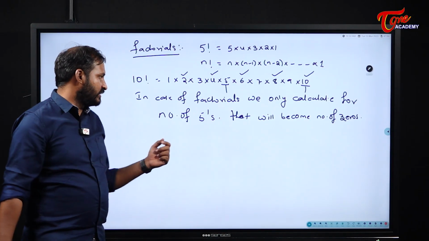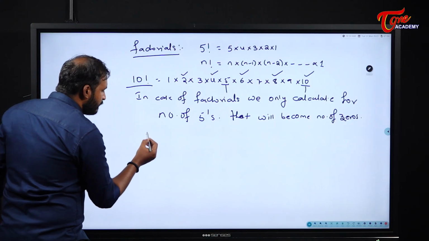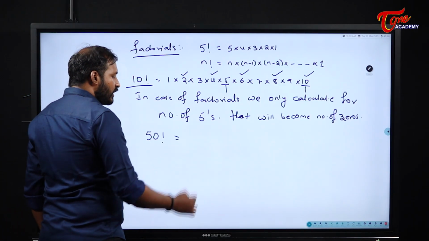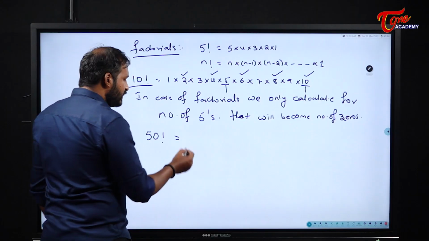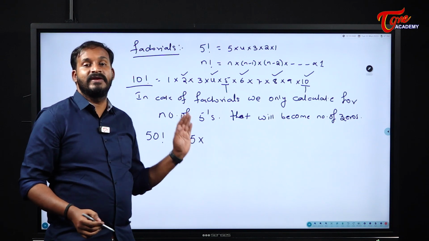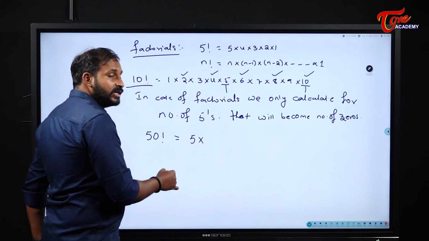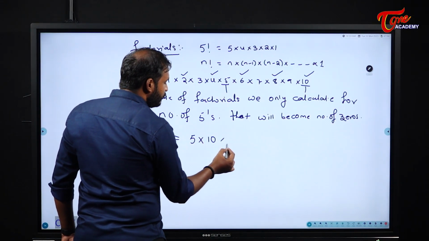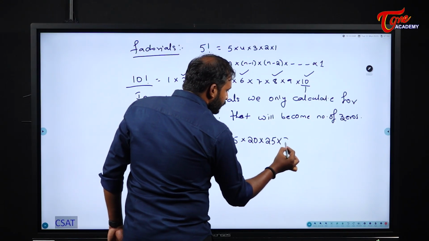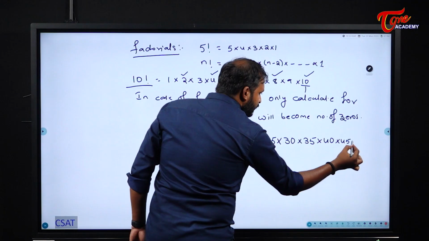Understood? Now, please observe here, students. In the case of factorials, just now I told you. For example, if I want the number of zeros in 50 factorial, we will write where we will get 5. I am only writing the numbers where we will get 5s, those are nothing but the multiples of 5: 5 into 10 into 15 into 20 into 25 into 30 into 35 into 40 into 45 into 50.